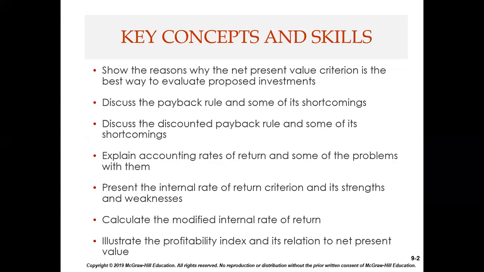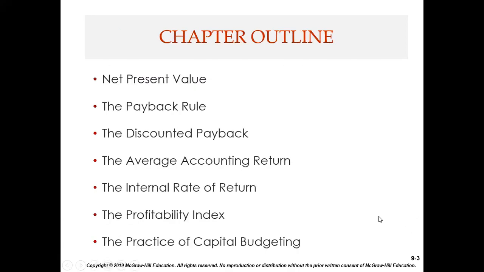We're going to discuss something called the payback rule and why it's not really used except for really simple or easy decisions. We're going to discuss the discounted payback rule and some of its shortcomings, explain to you what the accounting rate of return is and some of the problems associated with them. Then we're going to look at what's called the internal rate of return criterion and its strengths and weaknesses. Near the end of the chapter, we're going to calculate the modified internal rate of return and then illustrate the profitability index and its relation to net present value. So there's that net present value coming back.